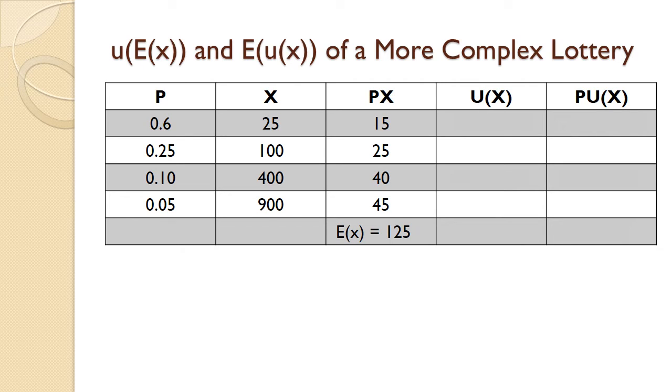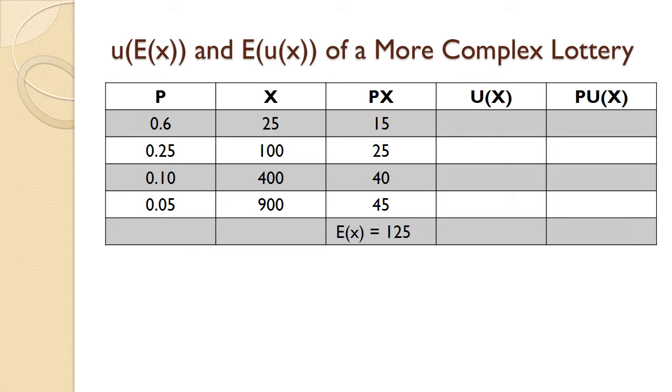The coin toss lottery was a very simple one. In that lottery, we only had two outcomes, and each outcome was equally likely to occur. So now I want to go through a slightly more complicated lottery, the one that we already calculated the expected value for, and for this lottery, using the same utility function that we did for the coin toss lottery, I want to calculate the utility of expected value and the expected utility.